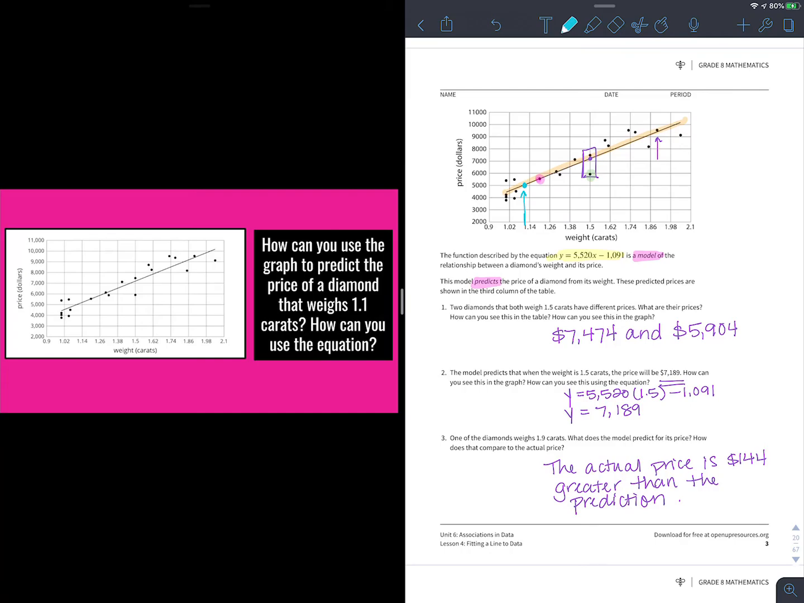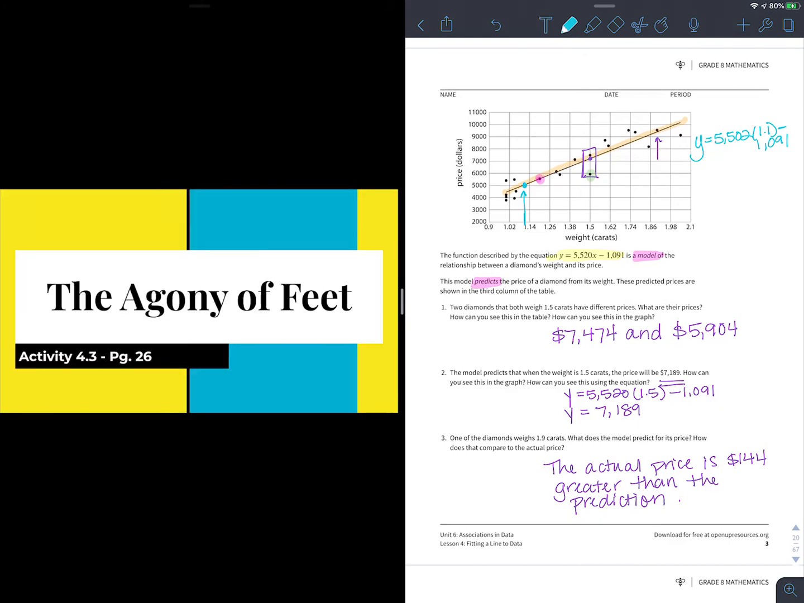If we use the equation, we would substitute that into the equation of 5,520 times the 1.1 carats minus that 1,091. And then we would get an actual value, which is also a prediction. So two different ways to analyze that.